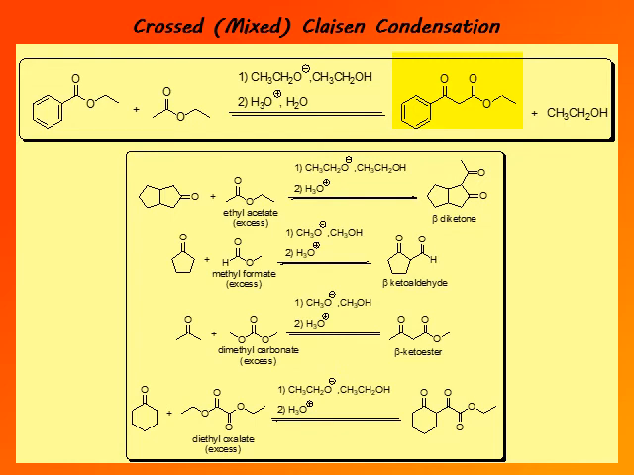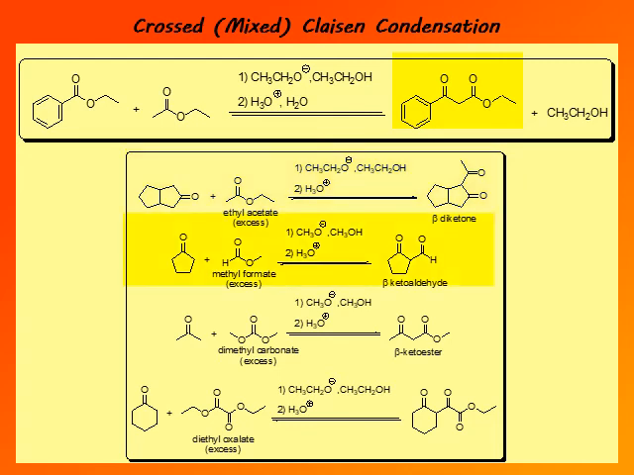There are numerous variations on this crossed or mixed Claisen condensation, and they don't necessarily involve two different esters. They simply involve two different carbonyl compounds. And here are some examples. For example, ketones are much more acidic than esters. So if we carry out a mixed reaction on a ketone and an ester, it is the ketone that will be deprotonated. And then addition to the ester that is used in excess results in formation of a diketone, a beta diketone. That's because the ester has a leaving group.